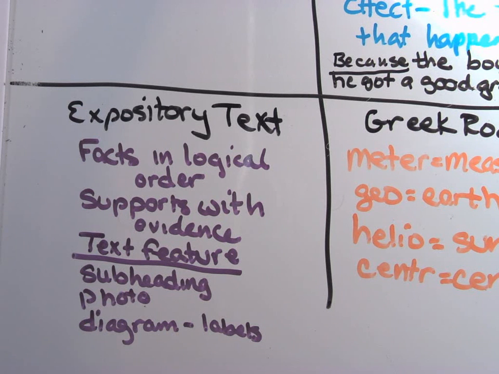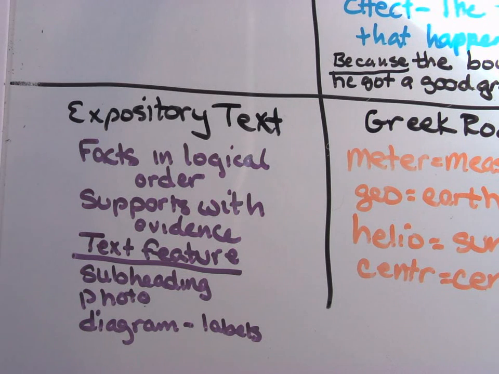You have facts, things that build it up, so that if you make a statement, as you go back, you're like, oh yeah, there's the proof. Okay, so when you look at an expository text, you'll find proof of those facts that you've listed in the expository text. And finally, there's text features.